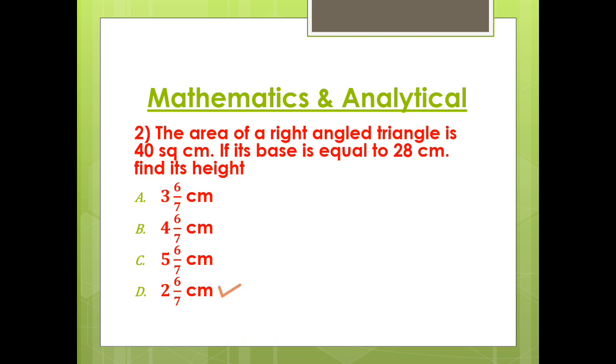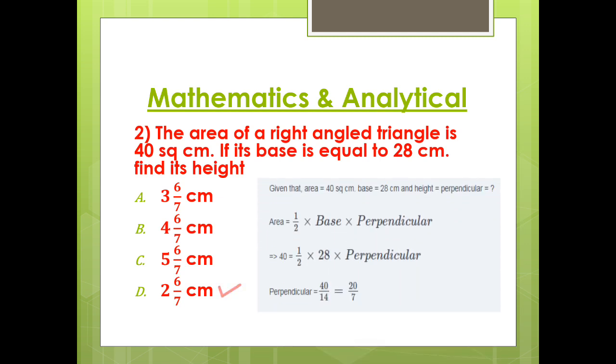Next question is, the area of a right angle triangle is 40 square centimeter. If its base is equal to 28 centimeters, find its height. Now in this case, the correct answer is D. This is how you have to find out. If you know the formula for area, which is half into base into perpendicular, just substitute the values and you can solve it out very easily.